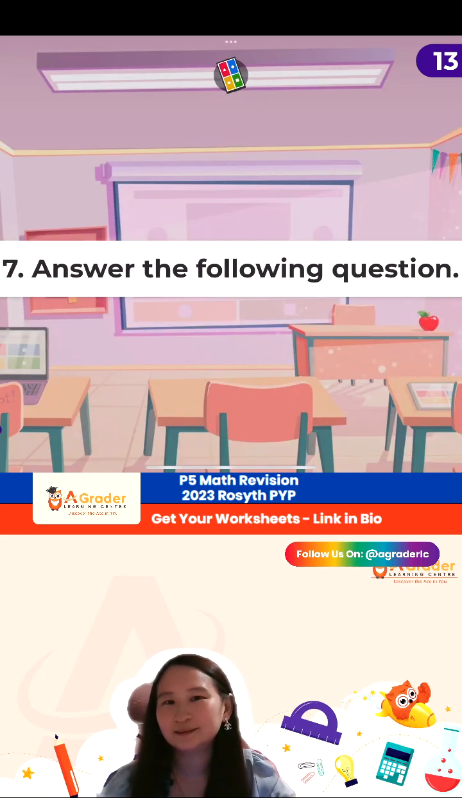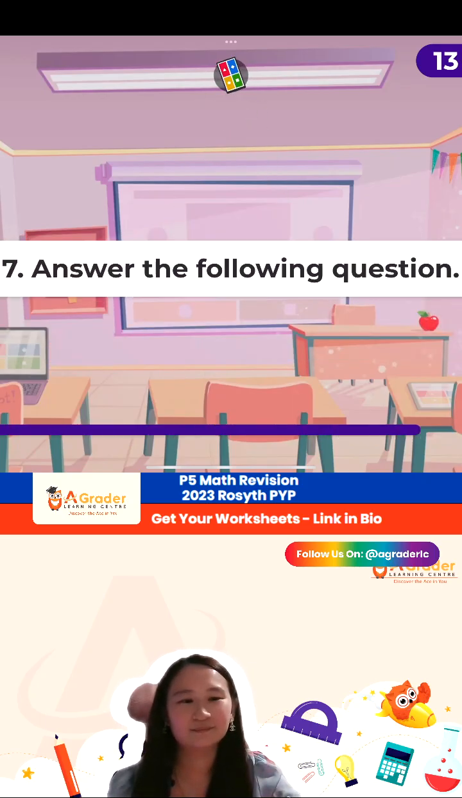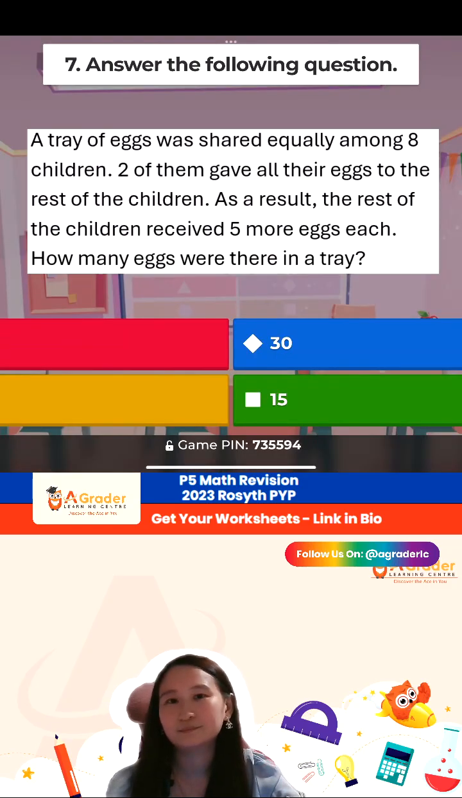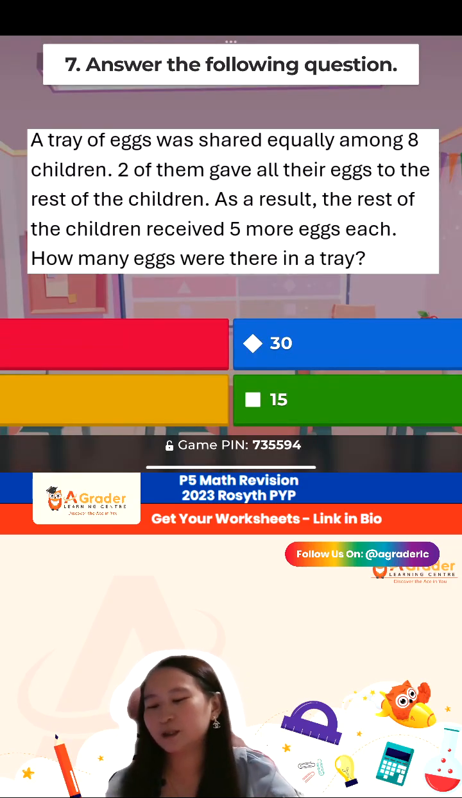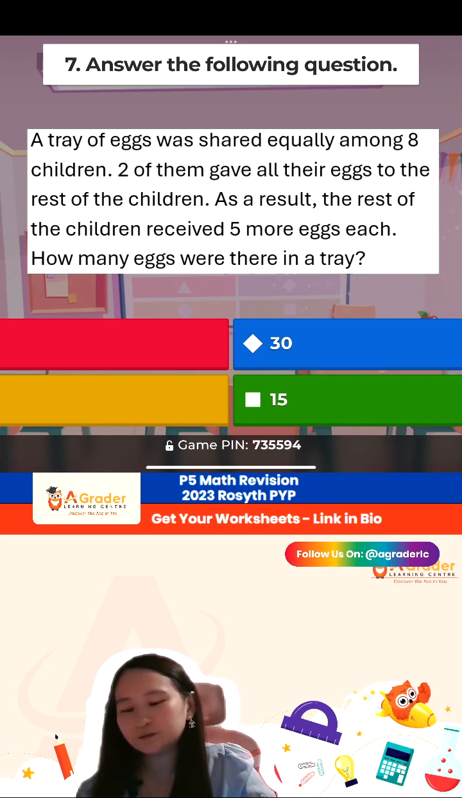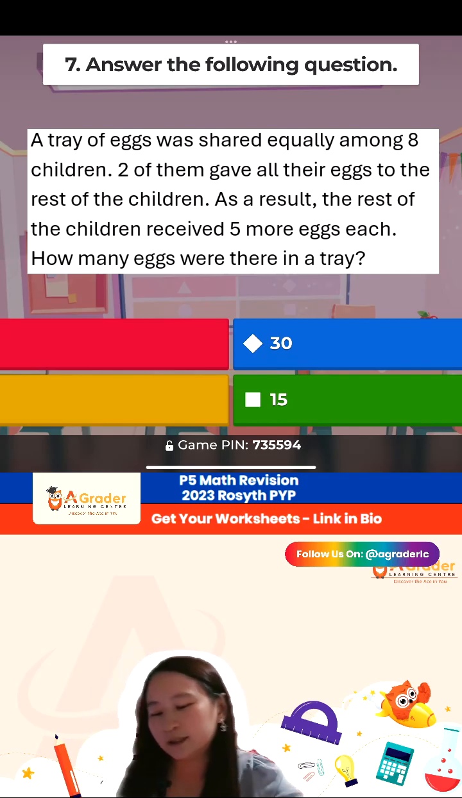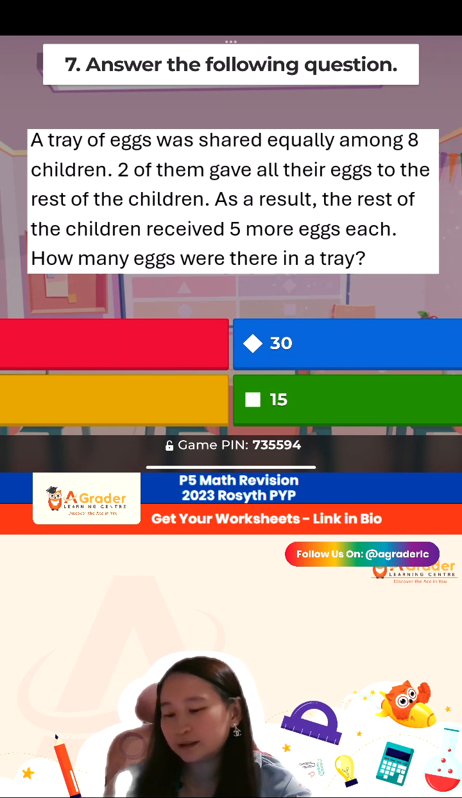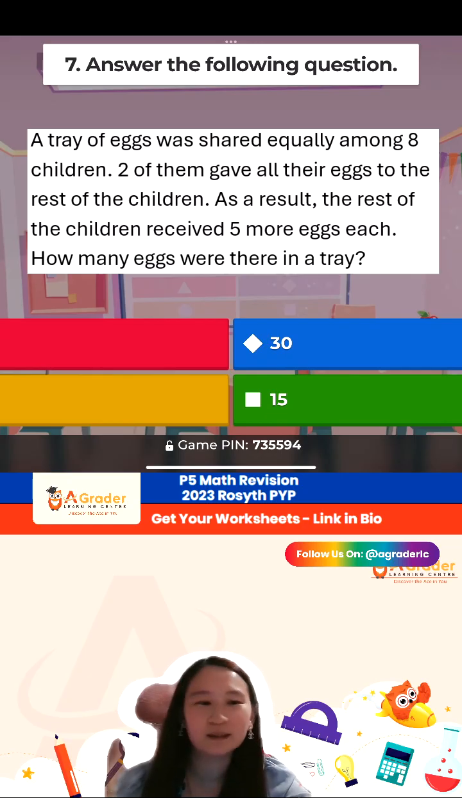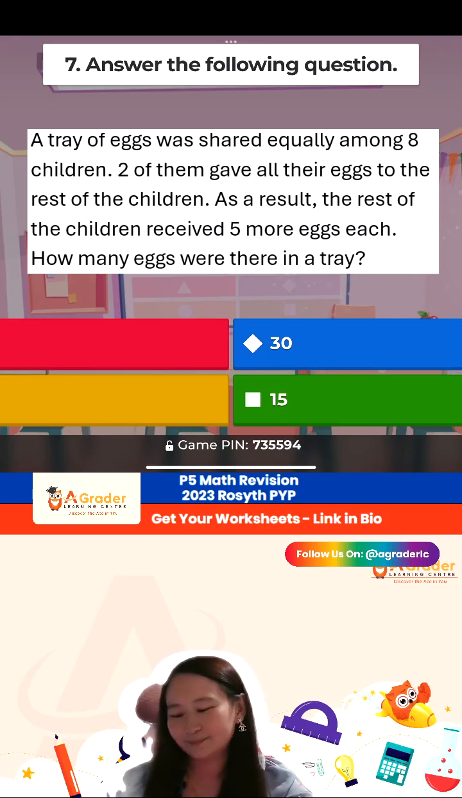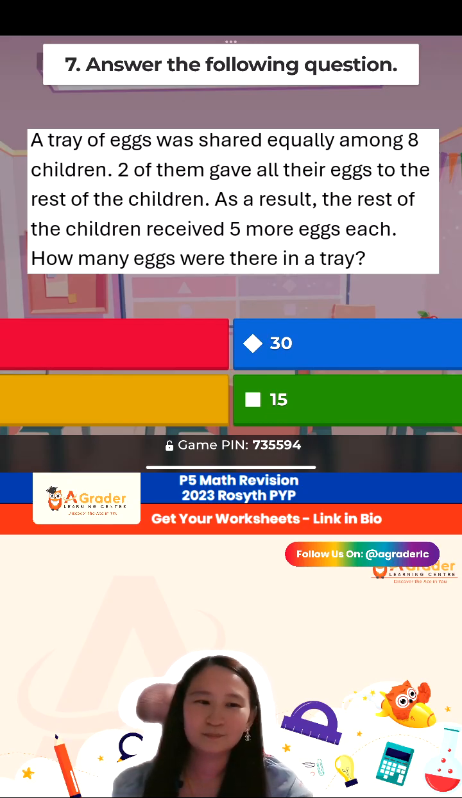Double points. A tray of eggs was shared equally among 8 children. 2 of them gave all their eggs to the rest of the children. As a result, the rest of the children received 5 more eggs each. How many eggs were there in a tray? So this is quite similar to the question just now. We worked on a similar question just now in the paper.